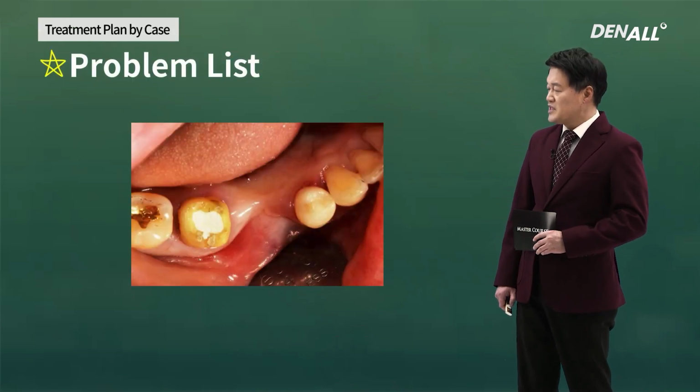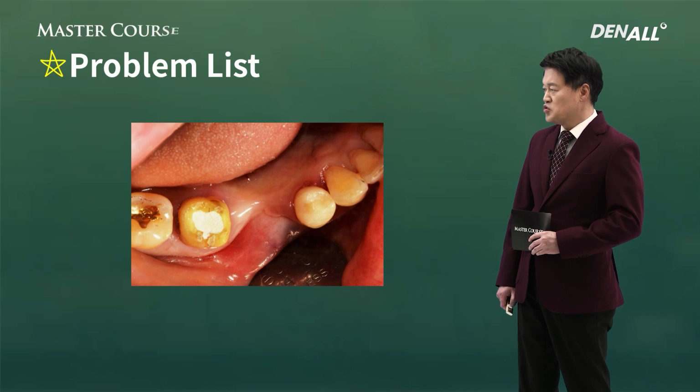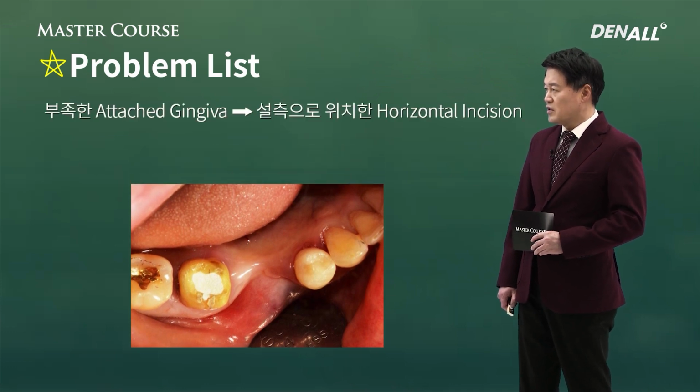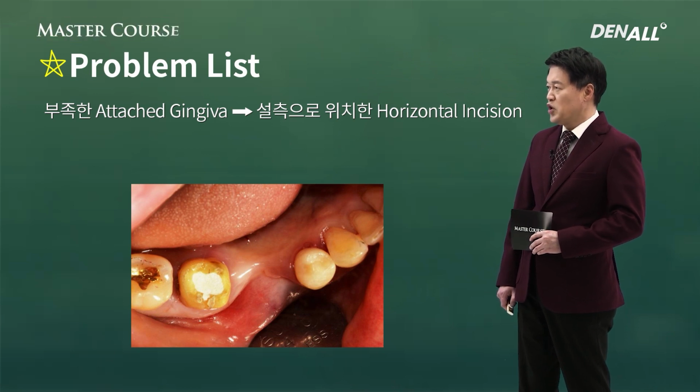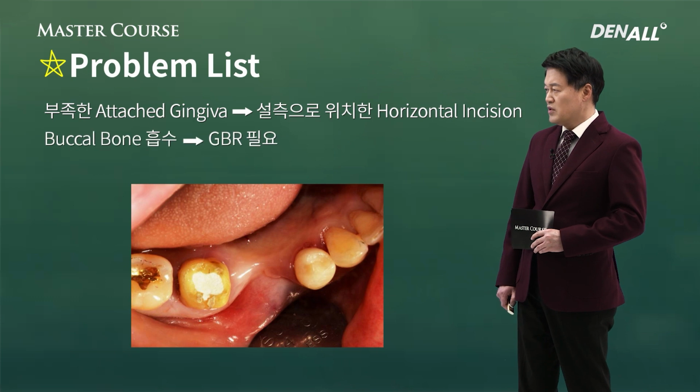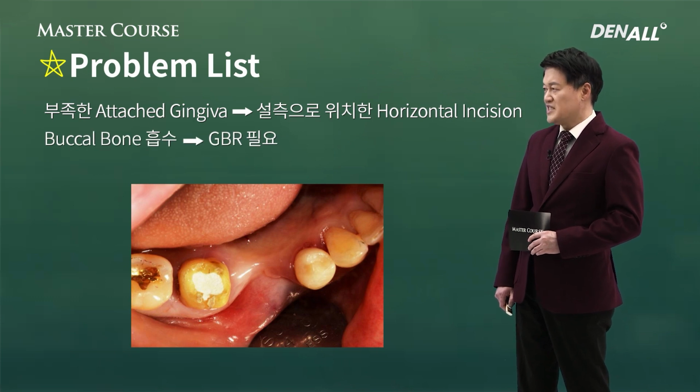If you take a look, in number 44, the crown was done again. In number 46, as I was doing root canal, in the defect, if you look at the area for implant placement, there are several problems. First, there's a lack of attached gingiva, and in order to move the remaining attached gingiva lingually and buccally, I did a horizontal incision lingually. In the placement area, there was a lot of buccal bone resorption, so GBR was necessary.